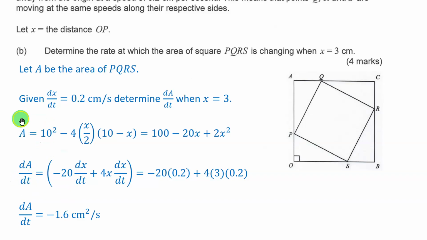So now we're ready to get dA/dt, so I'm implicitly differentiating here with respect to time. So the 10 squared's gone. We differentiate the minus 20x to get minus 20 dx/dt, and this term will give us a 4x dx/dt. Now, we know dx/dt is 0.2 and we know x is 3, so basically to get dA/dt we just substitute all that lot in. Negative 20 lots of 0.2 plus 4 times 3 times 0.2, and we end up with negative 1.6. So that's the rate at which it's changing.